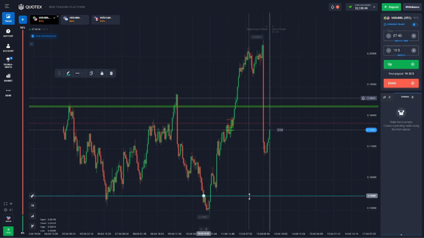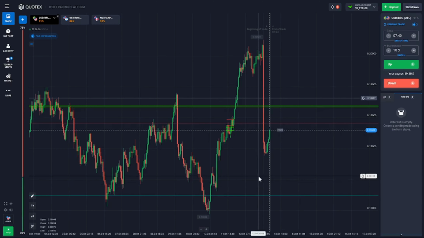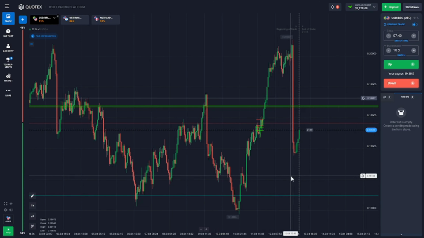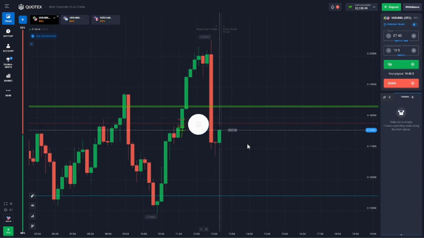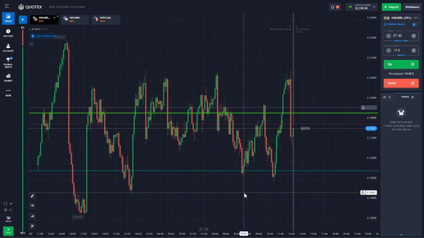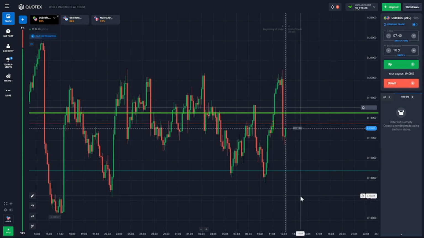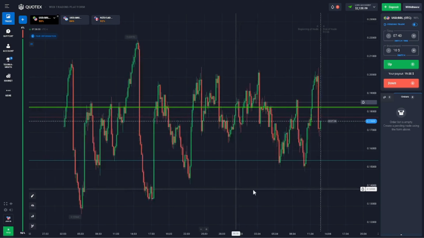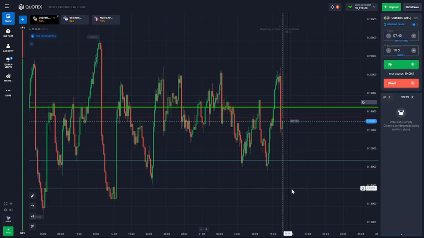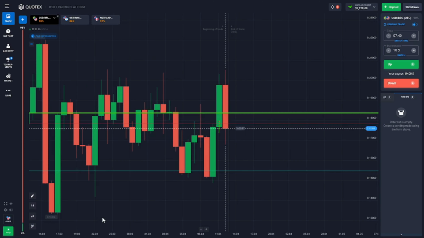1-hour chart. This chart shows the price movements of an asset over a 1-hour period. It is often used to identify longer-term trends and potential support and resistance levels. 4-hour chart. This chart shows the price movements of an asset over a 4-hour period. It is similar to the 1-hour chart but provides a wider view of the market and can be used to identify longer-term trends and potential support and resistance levels.